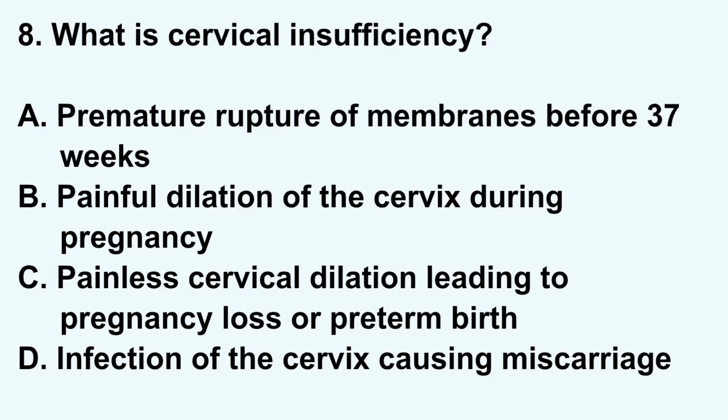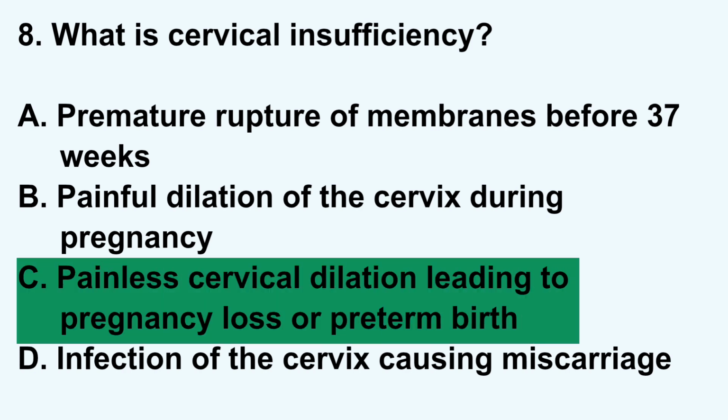What is cervical insufficiency? A. Premature rupture of membranes before 37 weeks. B. Painful dilation of the cervix during pregnancy. C. Painless cervical dilation leading to pregnancy loss or preterm birth. D. Infection of the cervix causing miscarriage. Correct answer, C. Painless cervical dilation leading to pregnancy loss or preterm birth.